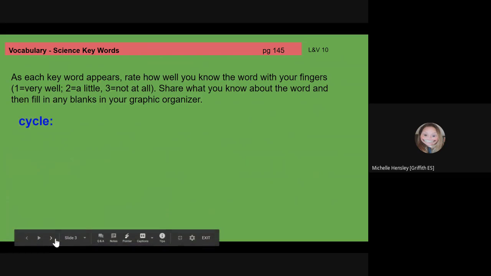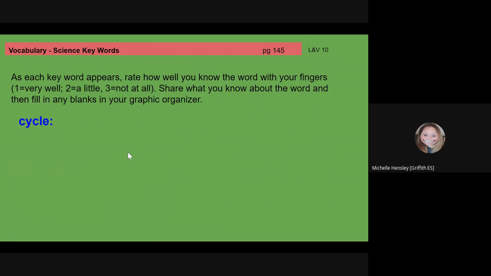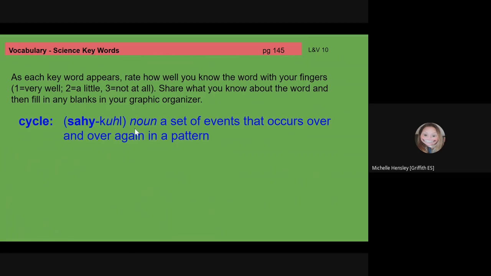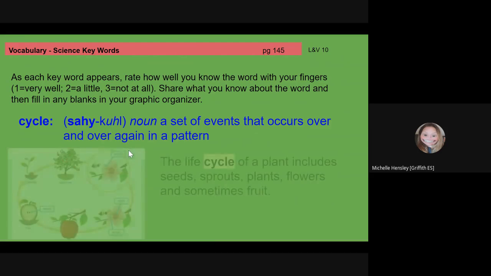And our next word is cycle. How well do you know cycle? Cycle. It's a noun, and it means a set of events that occur over and over again in a pattern. Cycle. A set of events that occurs over and over again in a pattern. Notice it's 2 syllables, cycle, and the emphasis is on the first syllable.